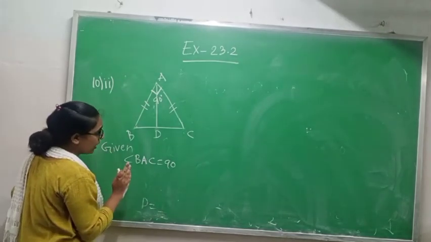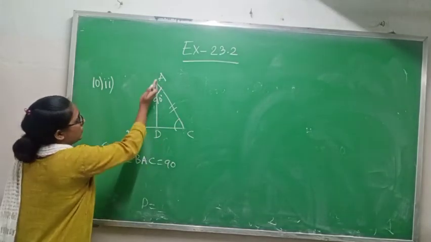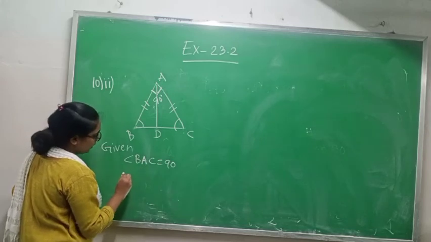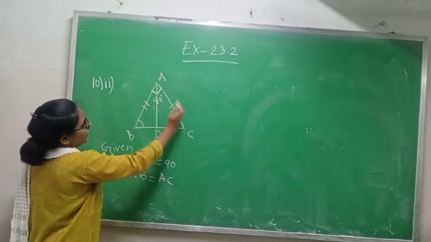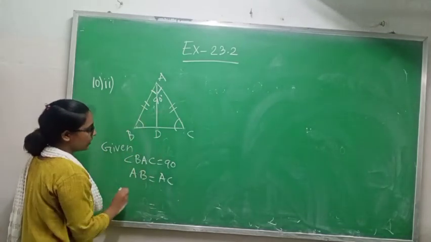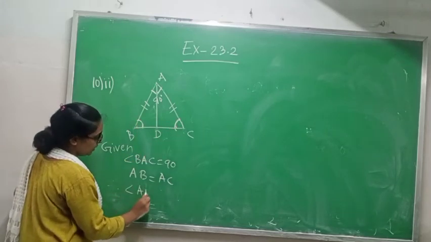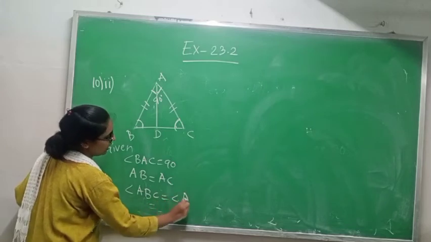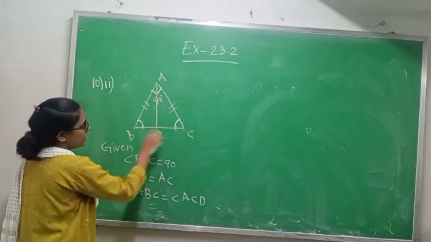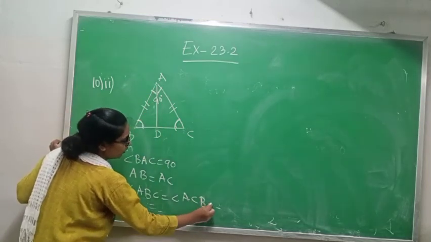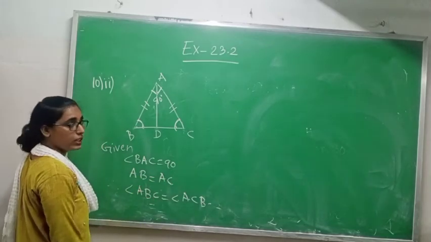Now, it is an isosceles triangle. If this one is 90, this one and this one both are equal, because they have given AB equals AC. AB, this side and this side both are equal. If these two sides are equal, therefore the adjacent angles are also equal. Therefore, angle ABC equals angle ACD. Why? Because AB equals AC. When two sides are equal, then their adjacent angles are also equal.